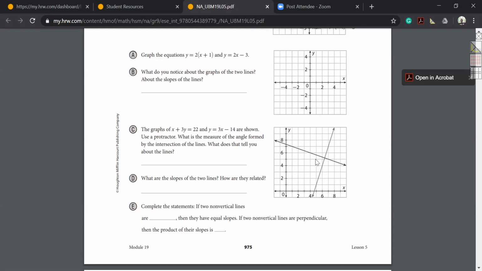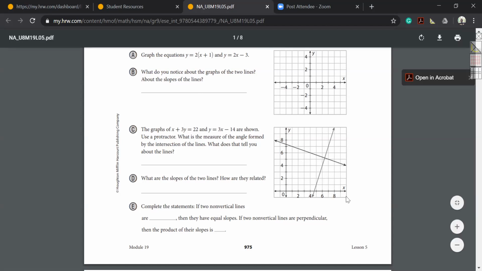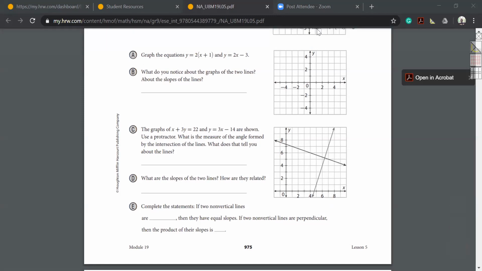The angle will be exactly 90 degrees, which means that these 2 lines are perpendicular. So what is the measure of the angle formed by the intersection of the lines? The angle should be exactly 90 degrees. So here I'm going to tell him it's a 90-degree angle. What does it tell you about the lines? That the lines are perpendicular.